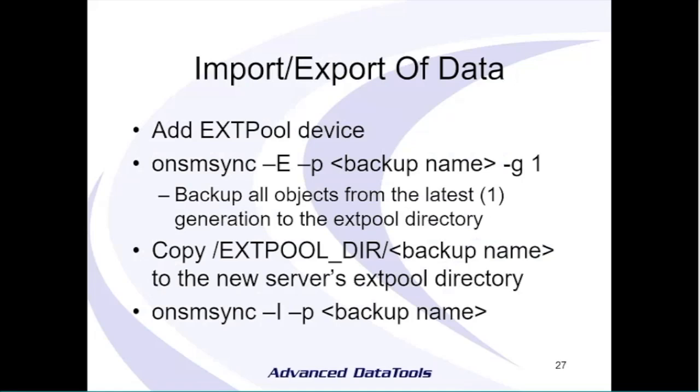You can then just copy that directory, so the ext pool, whatever the device directory was, slash the backup name, to the new server's ext pool directory. So all you have to do is copy it over there, and then use onsmsync -I for import. You give it the name, which it'll look for in that ext pool, and import it directly into PSM, and then you can use it however you want inside of PSM. So it's fairly easy to migrate it.